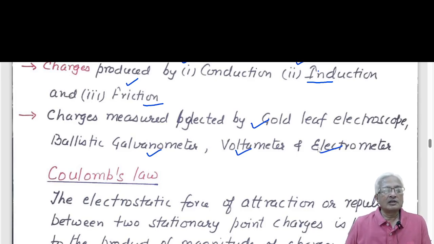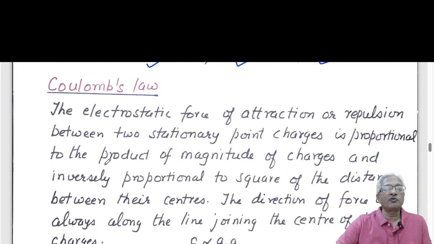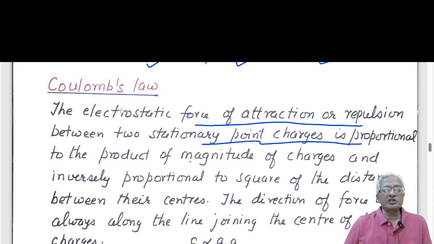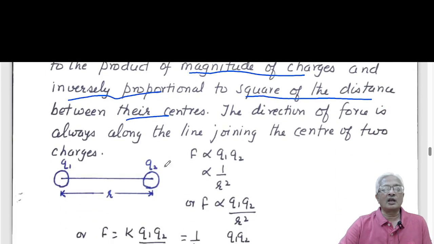Now we have charge. We have said opposite charges attract and like charges repel. Then with what force do they attract and with what force do they repel? The force is calculated through Coulomb's law. What does it say? The electrostatic force of attraction or repulsion between two stationary point charges is proportional to the product of the magnitudes of the charges and inversely proportional to the square of the distance between their centers. The direction of the force is always along the line joining the centers of the two charges.